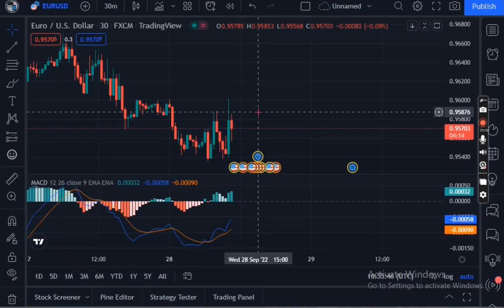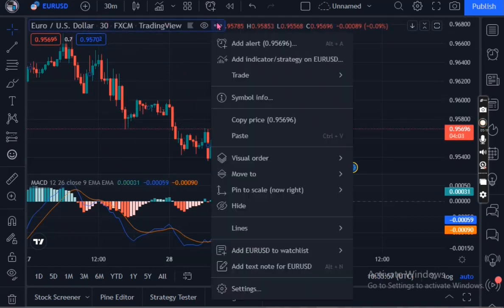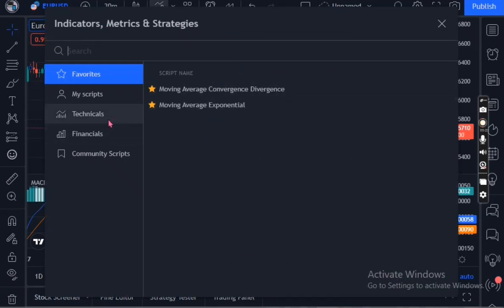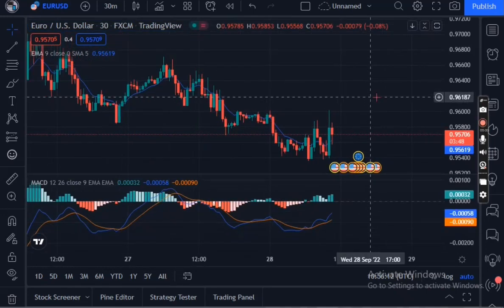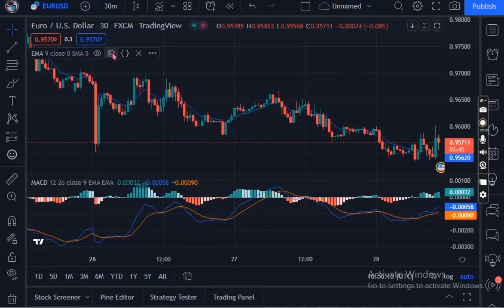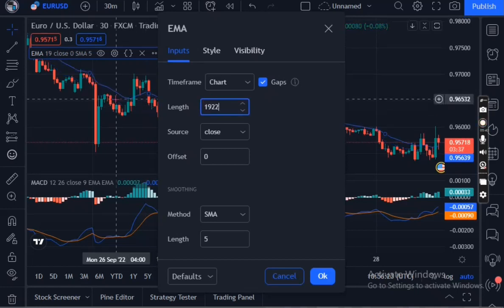So I'm going to add my MACD, and I'm going to put something called the EMA, the exponential moving average, and I already have it in my favorites. It's the same way: you could just come here and search for it in technicals as well. So this is my exponential moving average, or the EMA, and I'm just going to go to settings and change my length to 200.